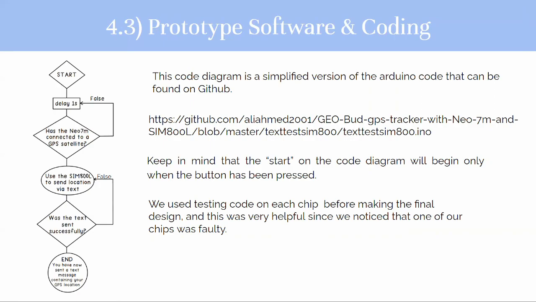Now, this code diagram, again, is very simplified, and our actual code can be found on GitHub under this link. Keep in mind that the start on the code diagram will only begin when the button has been pressed. We also used multiple other testing codes on each chip before making the final design code. This was very helpful because through it, we noticed that one of our chips was faulty.